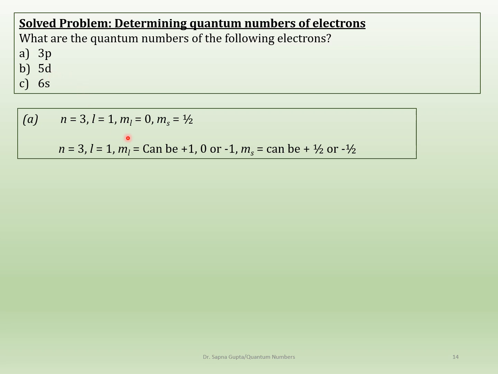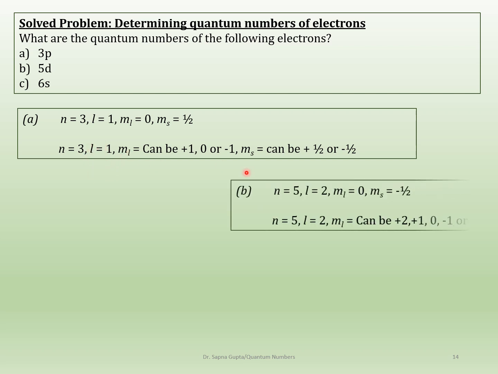Similarly with the 5d electrons, we really have to pay attention to the n number and the L number. Then the ML comes from the L number.